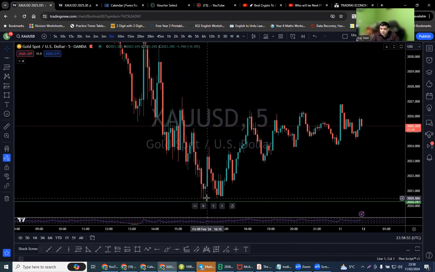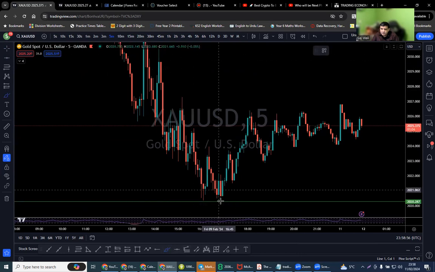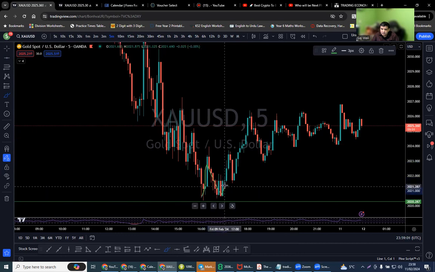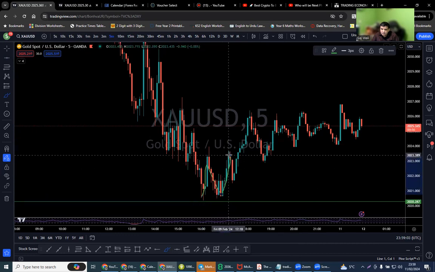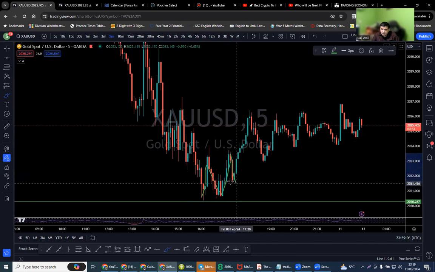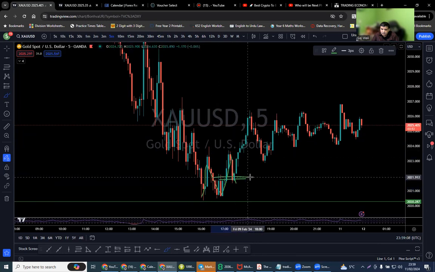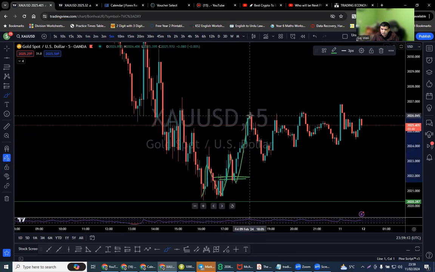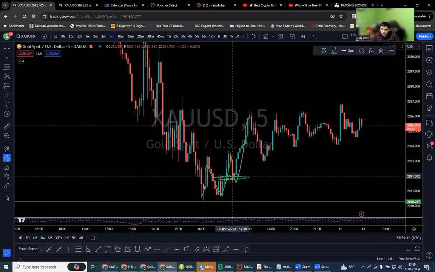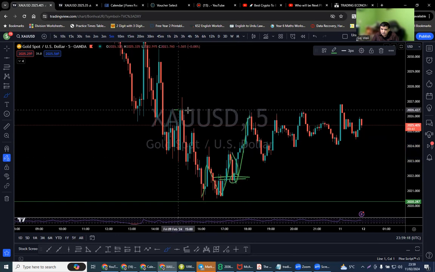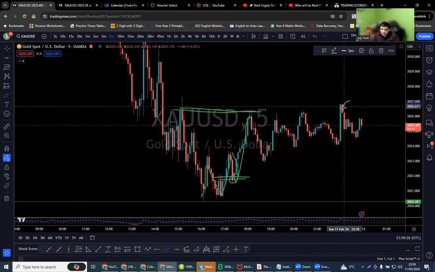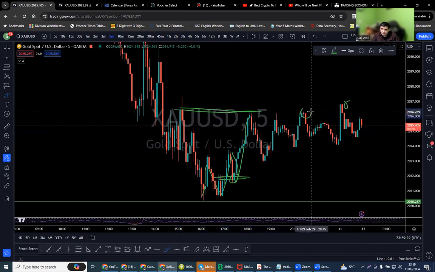So what happened? As you can see, on this 5-minute chart, rejection, double bottom, rejection. That was our sell opportunity here. And the market went all the way to the upside. That was a buy opportunity, and to the upside, the market rejected from this level. And this is all a liquidity hunt in a smaller time frame.